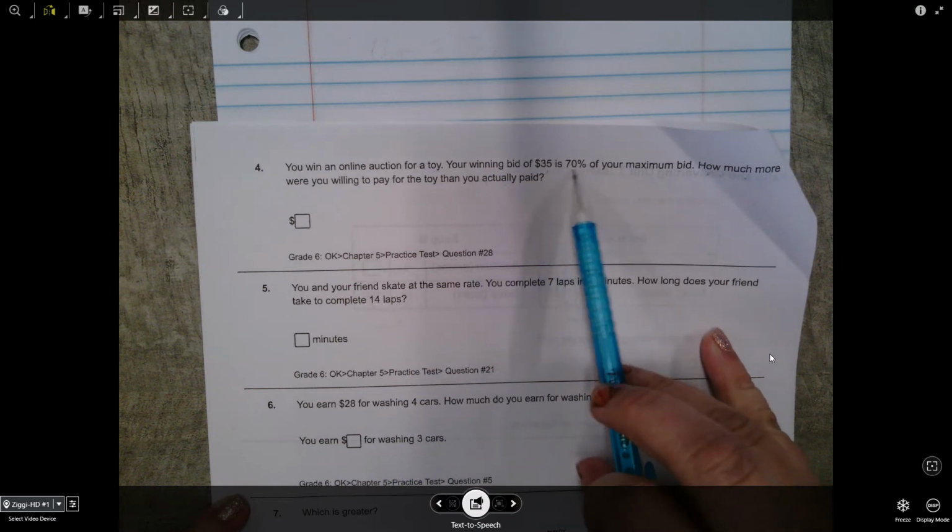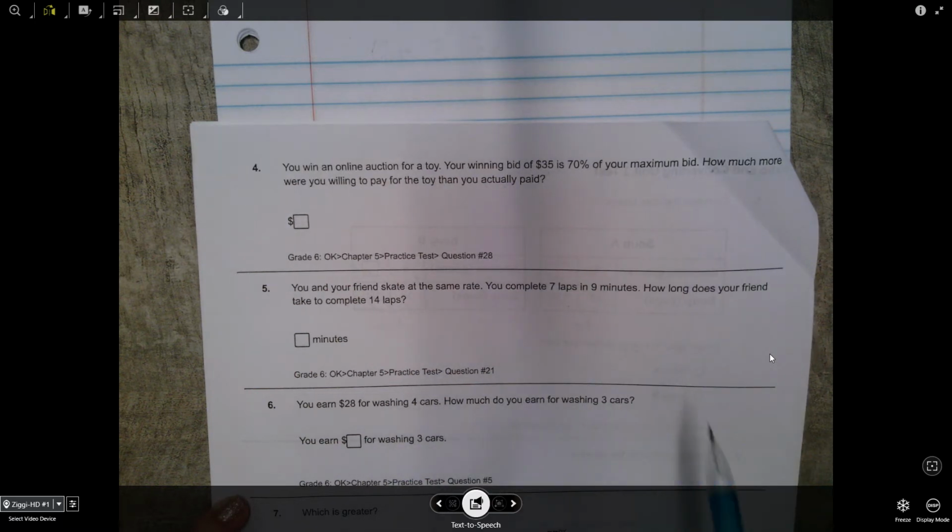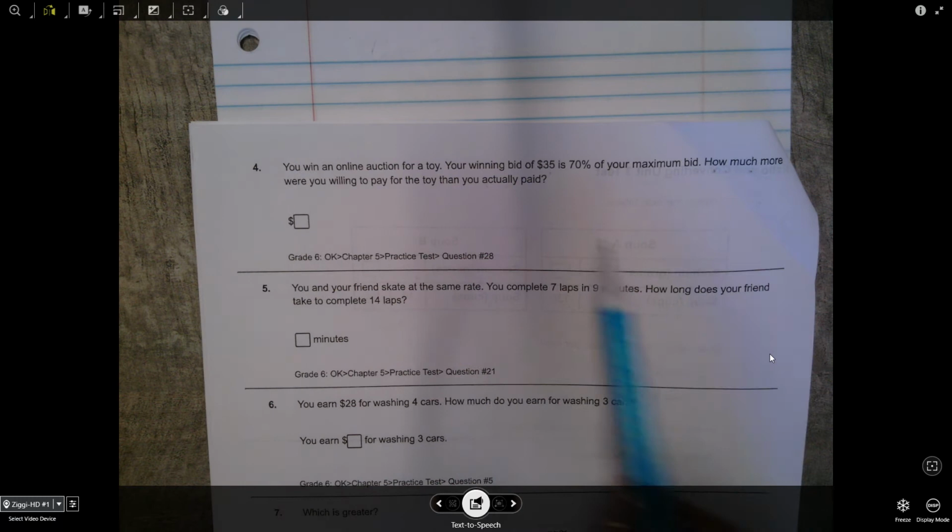$35 is 70% of your maximum. Use what you know about those words. You're going to have to do this as a multi-step question. Just a little helpful hint.